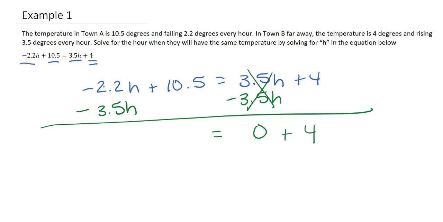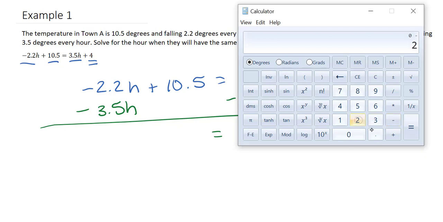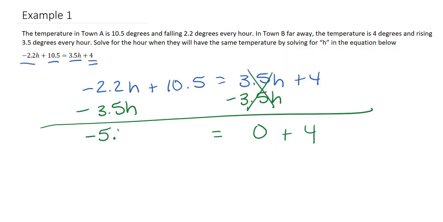Now we can go ahead and do negative 2.2 minus 3.5. So let's get our calculator. We have negative 2.2 minus 3.5, so that is equal to negative 5.7. And that's in terms of h, and then plus 10.5.